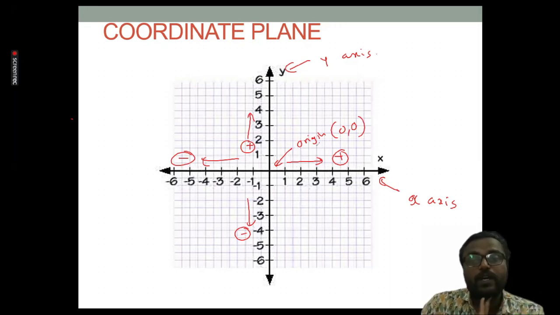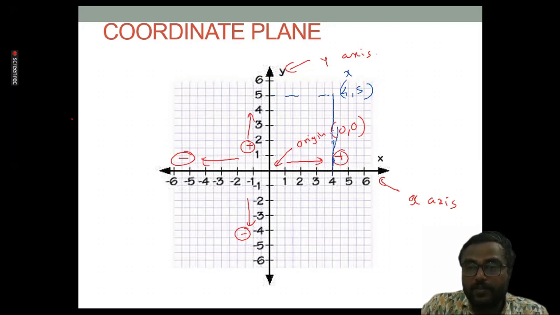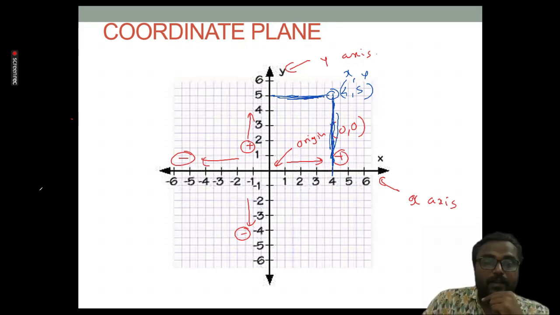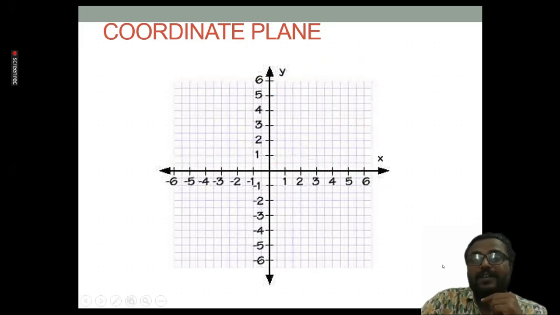Now remember, if you want to locate any particular point, let me try to locate this point over here. So let's say 4, 5. We will be writing the x coordinate first, which is 4 for this particular point, and then we'll be mentioning the y coordinate, which is 5 in this particular case. So I hope you understood how we pointed out the point 4, 5 in this coordinate plane.